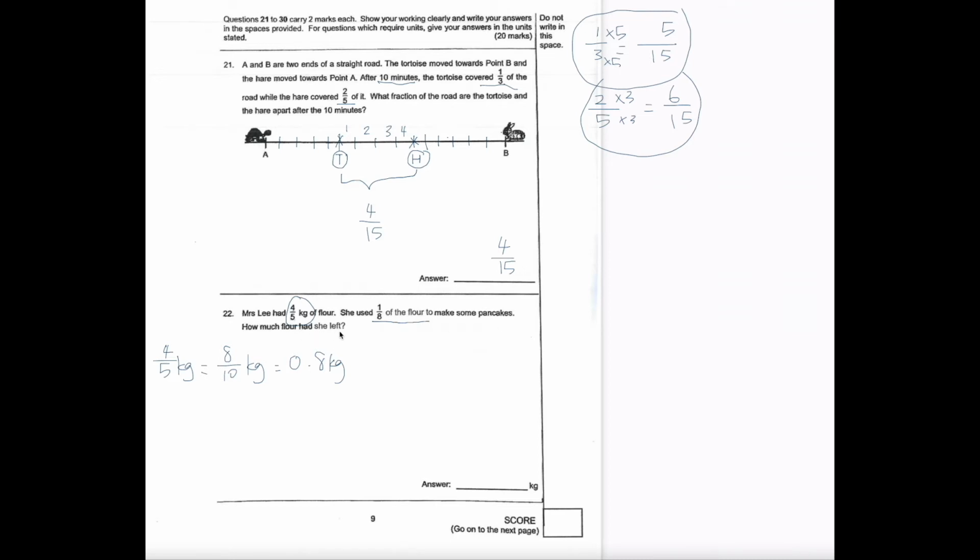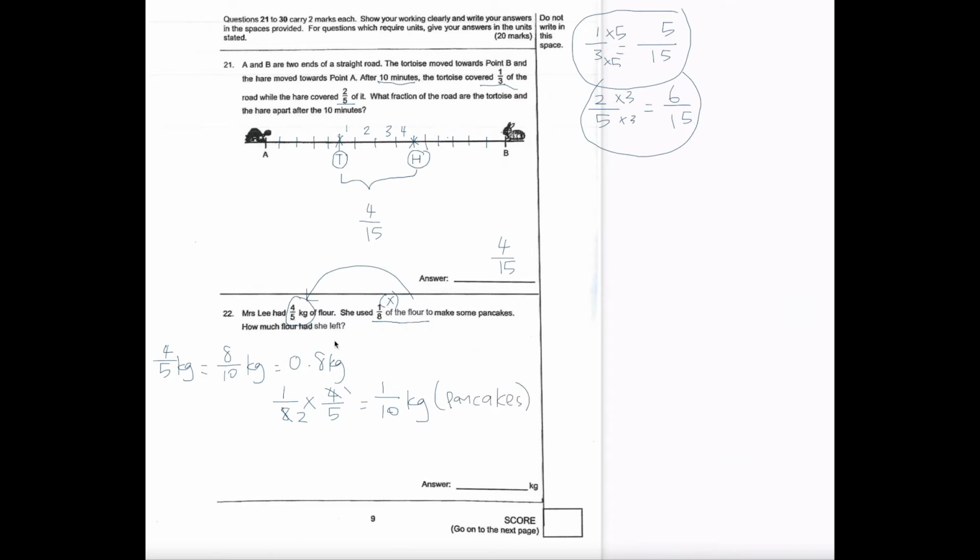So she used 1 over 8 of the flour to make some pancakes. How much flour had she left? So she used 1 over 8 of the flour. Of is times, right? The flour is this flour. So let's take 1 over 8 times 4/5 to find out how much she used. So I cancel, and I get 1/10. So she used 1/10 kg to make pancakes.